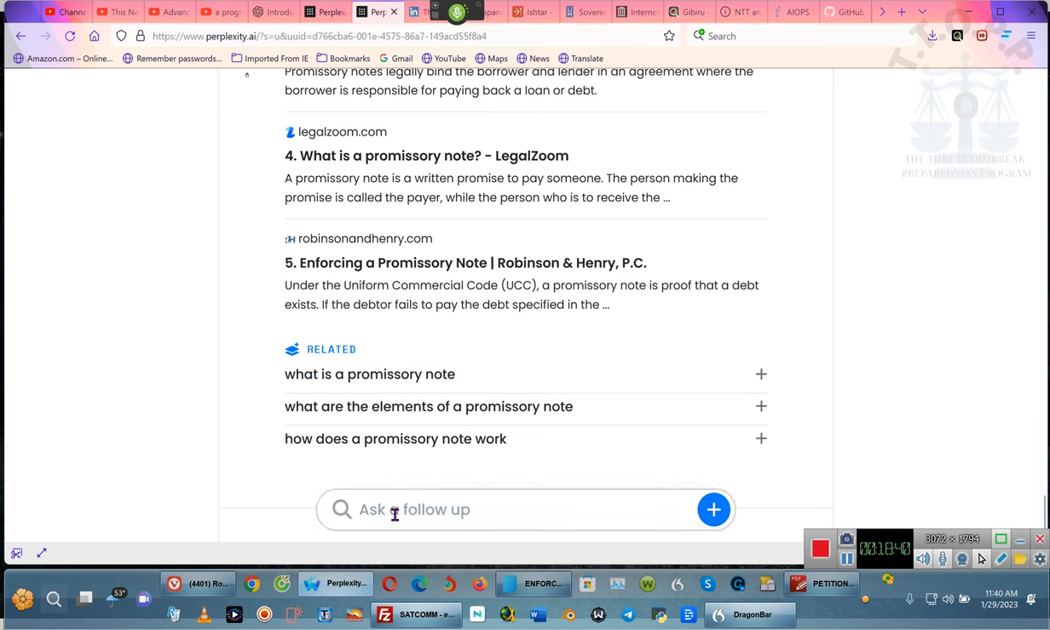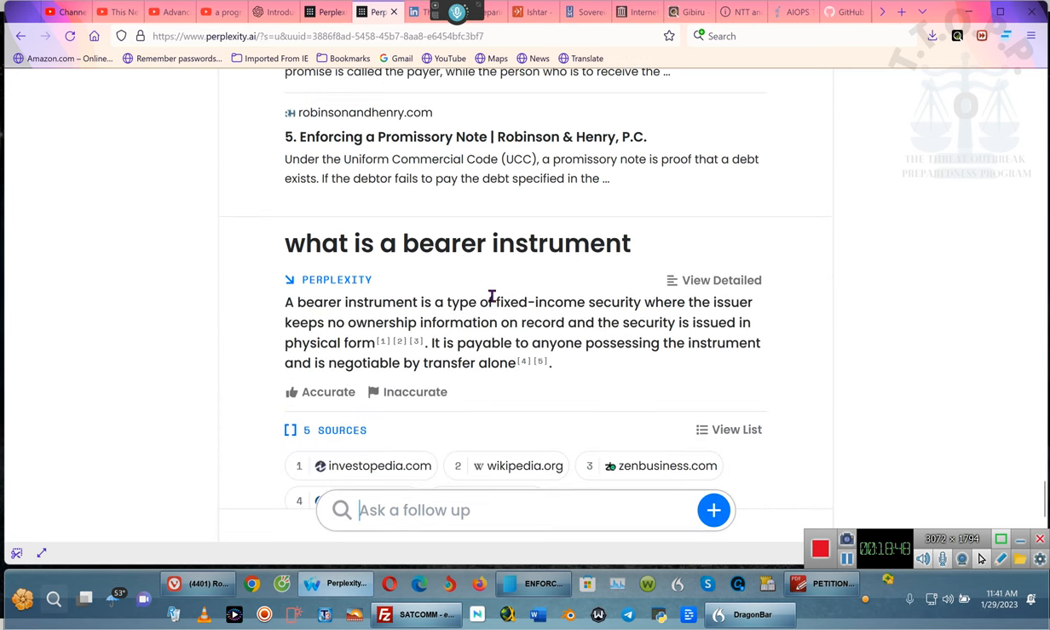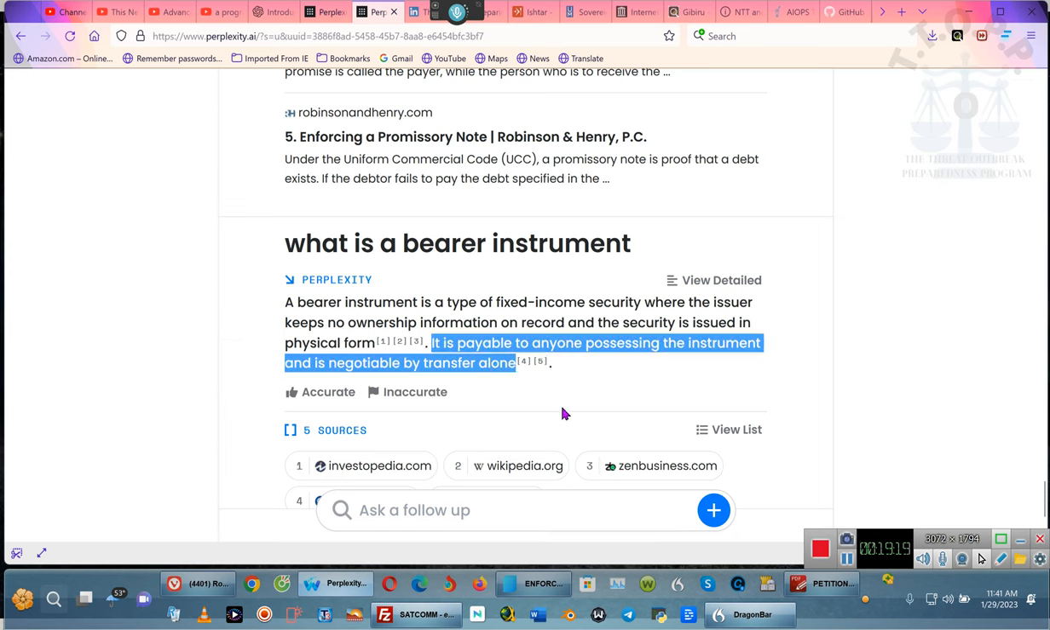What is a bearer instrument? A bearer instrument is a type of fixed income security where the issuer keeps no ownership information on record, and the security is issued in physical form. Pay attention, ladies and gentlemen. A bearer instrument is a security. It is payable to anyone possessing the instrument and is negotiable by transfer alone. This is what y'all want right here. That is negotiable by transference alone.